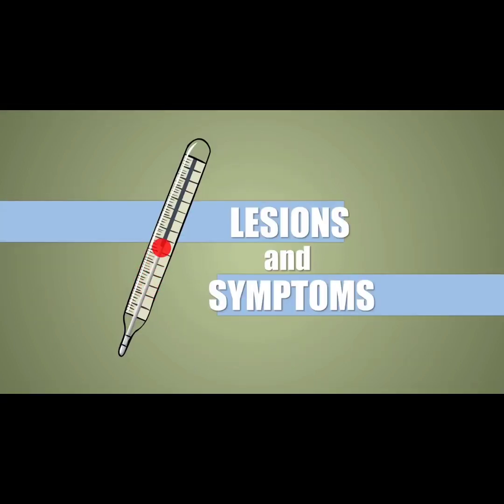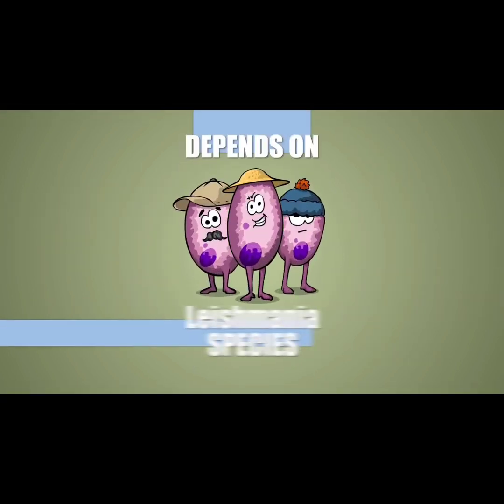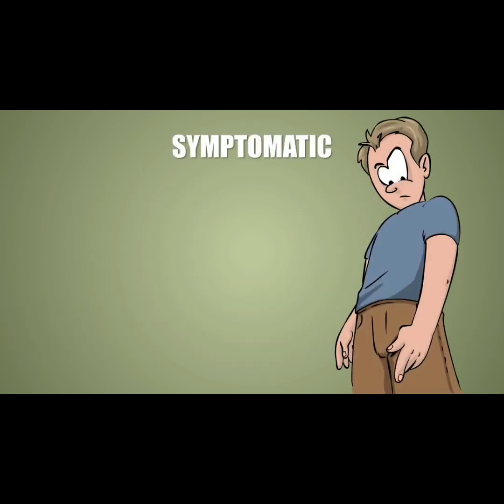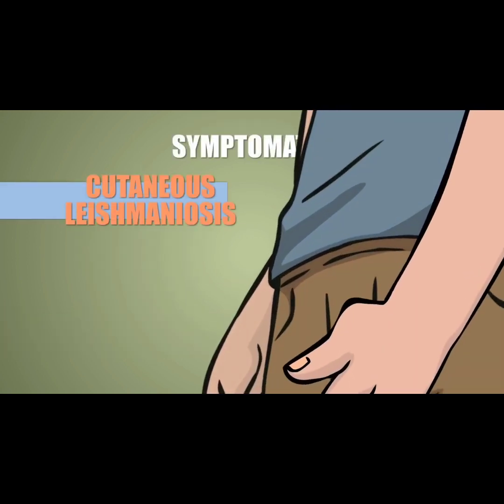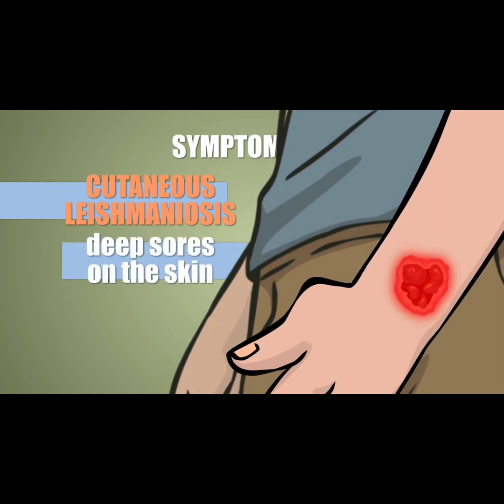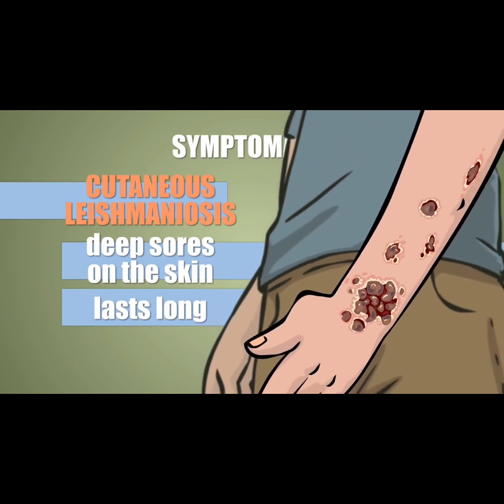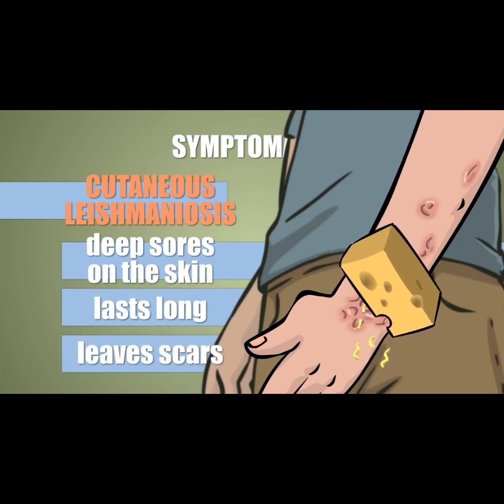Lesions and symptoms. This depends on what type of Leishmania species you were infected with and the strength of the immune response. The mildest form of the disease is cutaneous leishmaniasis, which produces deep oozing and crusty sores of the skin lasting for months, during which they can grow or multiply along the paths of the lymphatic vessels, where they eventually heal. They leave insightful jug scars.